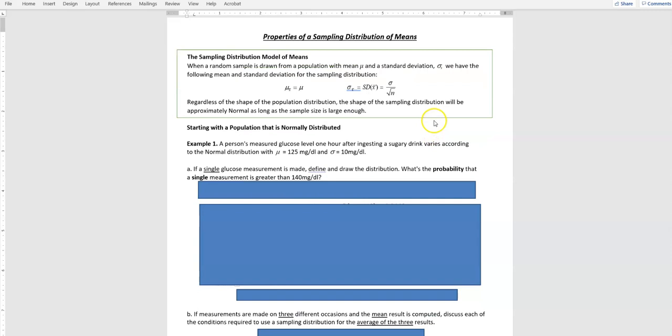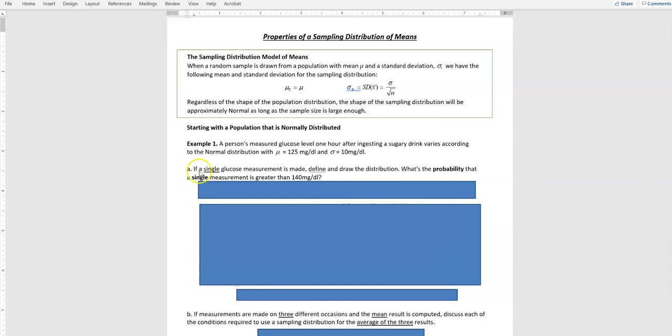So here's our example. This is a normally distributed population. A person's measured glucose level 1 hour after ingesting a sugary drink varies according to the normal distribution with a mean of 125 and a standard deviation of 10. If a single glucose measurement is made, define and draw the distribution. What's the probability that a single measurement is greater than 140 milligrams per deciliter, I suppose that is.